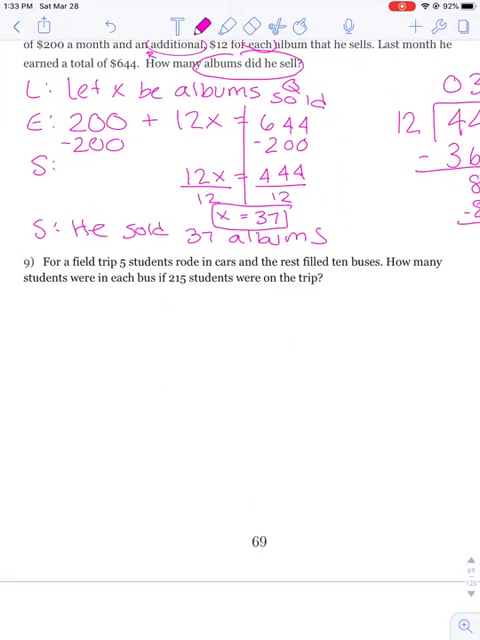All right, let's take a look at this one. For a field trip, 5 students rode in cars and the rest filled 10 buses. How many students were in each bus if 215 students were on the trip? So let's see. The quantity is the students in each bus. How many students were in each bus? So that's my quantity. That's the mystery.